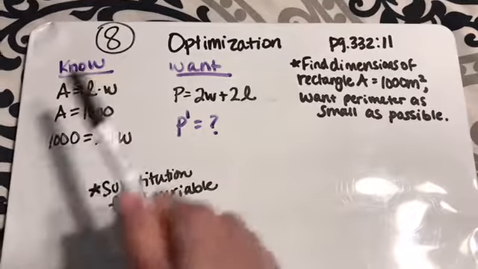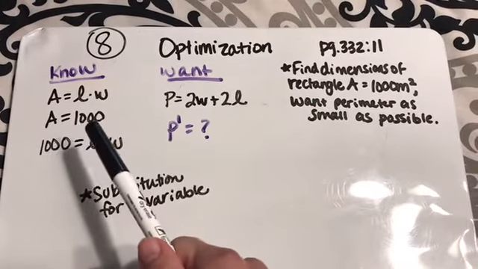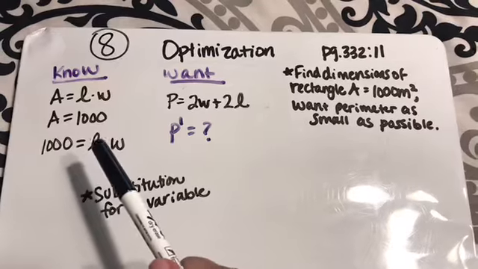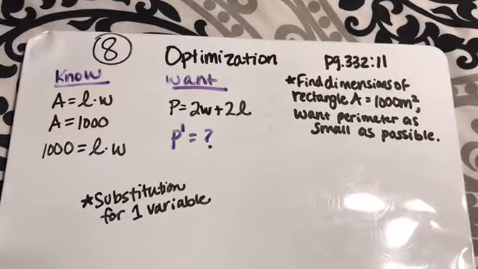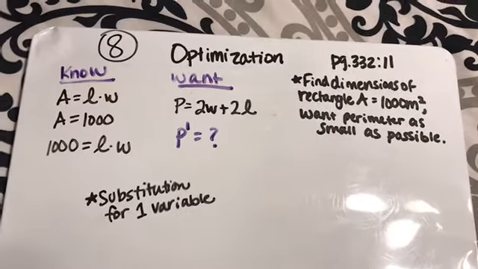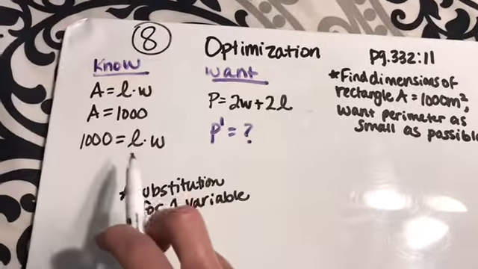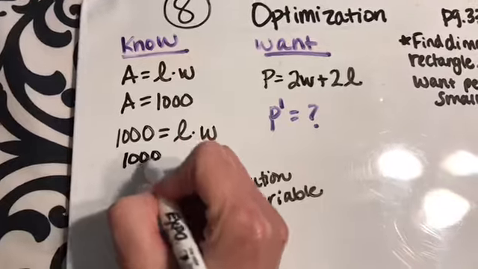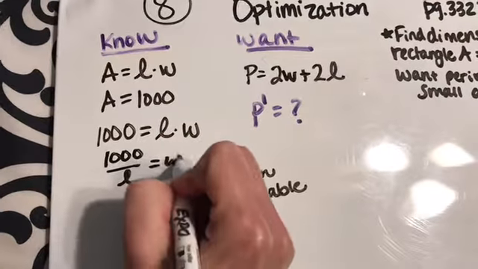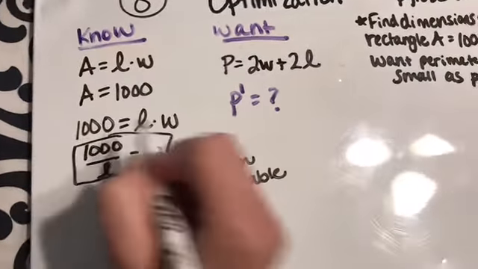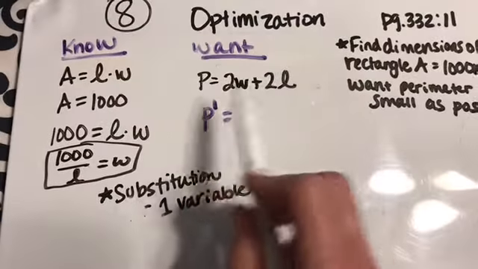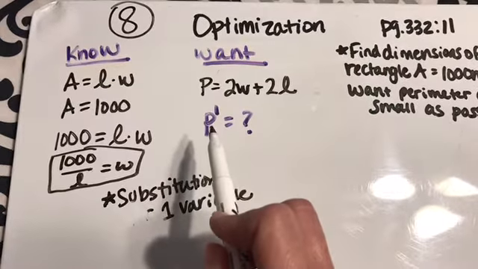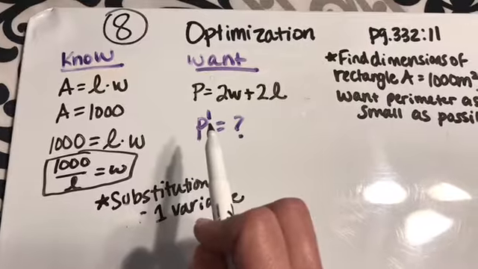So here's our equation. We know that area is 1,000, so we know 1,000 equals length times width. So what you want to do is substitute so that we only have one variable. We could solve for L here, or we could solve for W. It doesn't really matter. I'll just do 1,000 divided by L equals W. So now into the perimeter, that's what we want to find, and then we're going to find the derivative of the perimeter to find our actual answer.